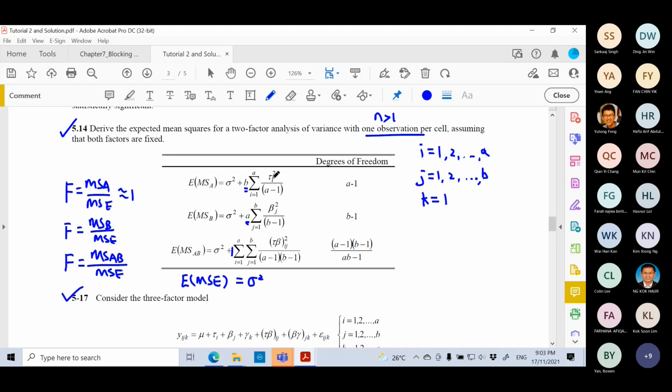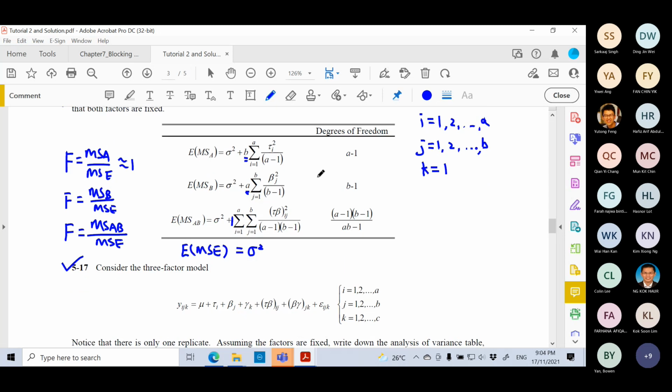But if for tau i there is a significant difference, then you have an extra component for your MSA here. Therefore, this one will be a larger value, larger than 1. Okay, similarly for the MSB and the MSAB. So this is why I give you this formula here.